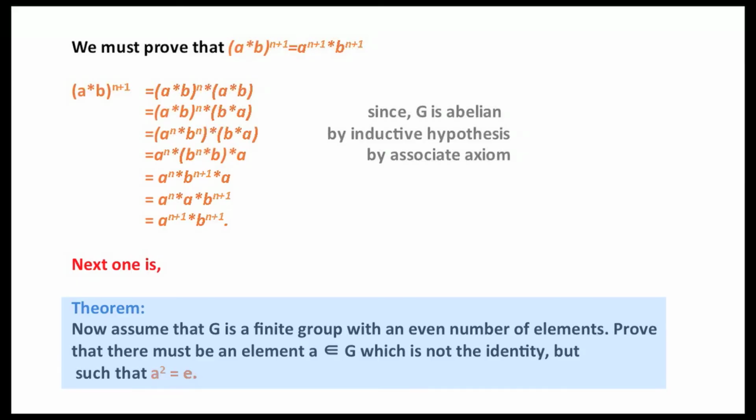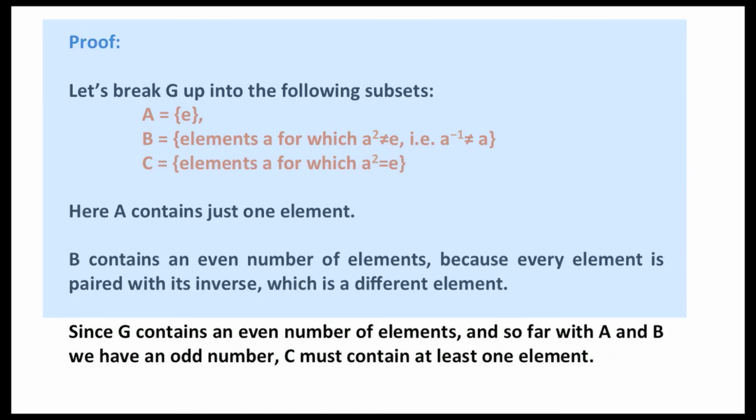Next one is a theorem. Now assume that G is a finite group with an even number of elements. Prove that there must be an element a belongs to G which is not the identity but such that a² is equivalent to e.